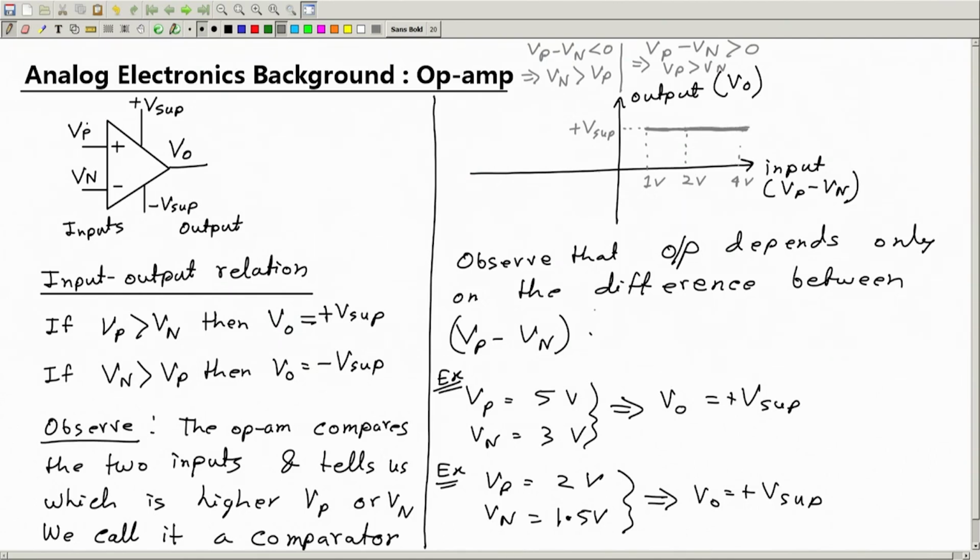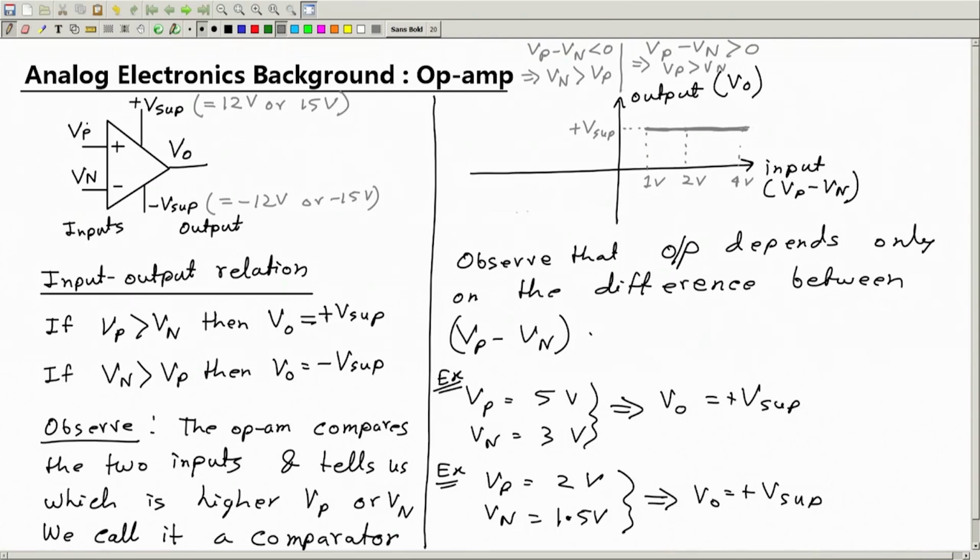It doesn't change. Normally, for example, this V supply is equal to 12 volt or maybe 15 volt. These are the normal values. Then in this case we will have minus V supply equal to minus 12 volt or minus 15 volt. Now the difference can be 1 volt, 2 volt, 4 volt, anything, but the output will be the same, 12 volt constant. It's not going to change.